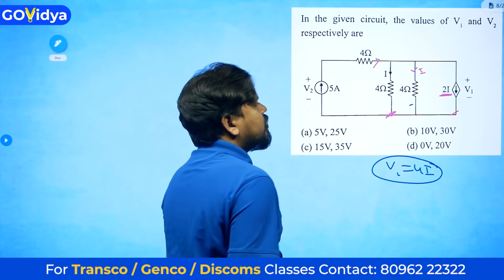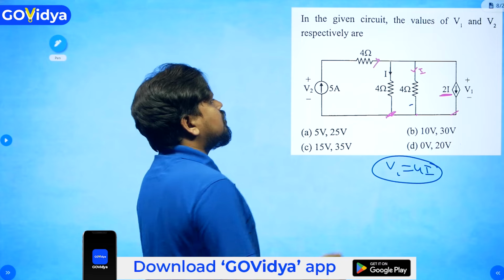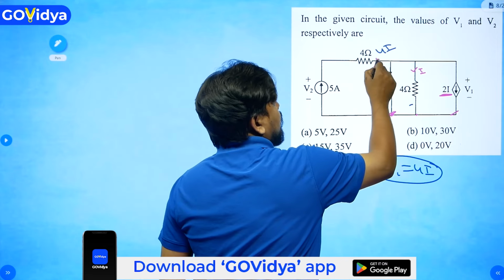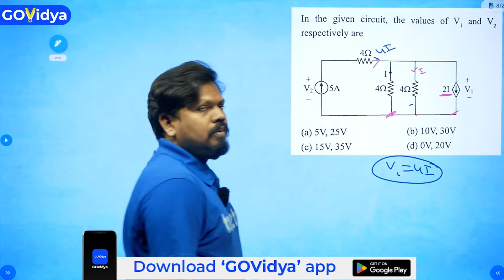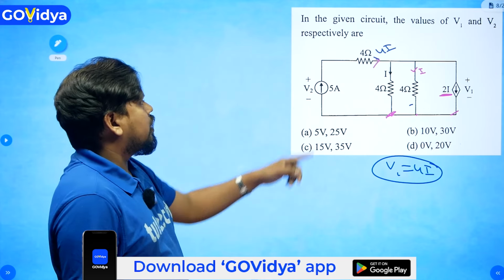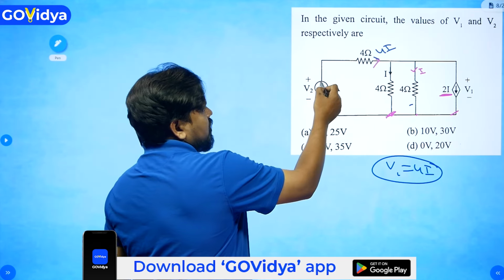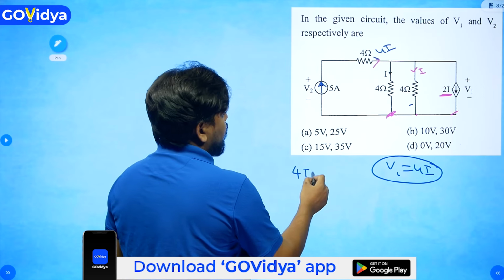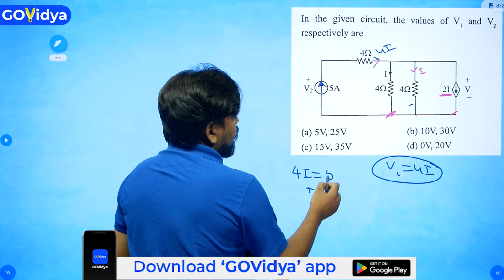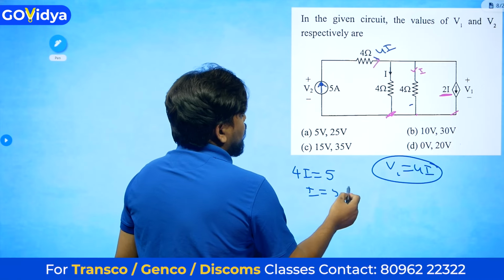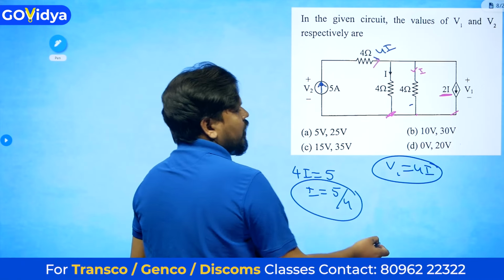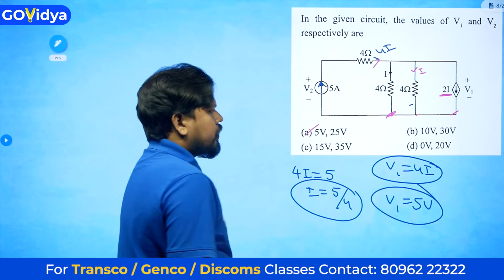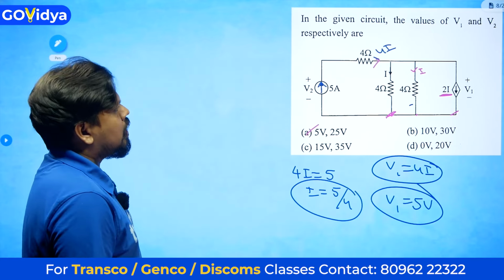So how much current must come like this? That means I plus 2I, so a total of 4I must come like this: 2I plus I plus I, total 4I. The current source value they have already given here is 5 amperes. So 4I equals 5 amperes, so I equals 5 by 4. So V1 equals 5 volt. We already got the answer: V1 equals 5 volt.